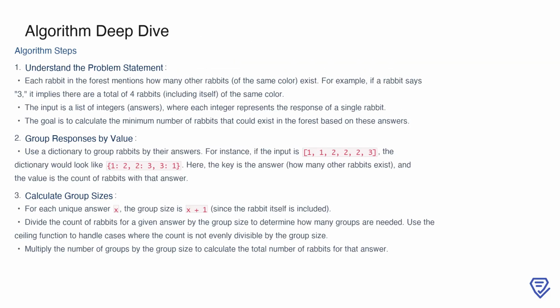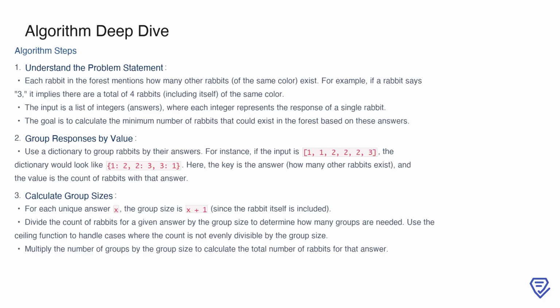To solve this problem, we first need to break it down into clear steps. The problem asks us to calculate the minimum number of rabbits in the forest based on the responses they provide. Each rabbit's answer tells us how many other rabbits of the same color exist. For example, if a rabbit says 3, it implies there are 4 rabbits in total, including itself, of that color. These answers are provided as a list of integers, and our task is to determine the smallest possible total number of rabbits. To do this, we start by grouping the responses by their values.